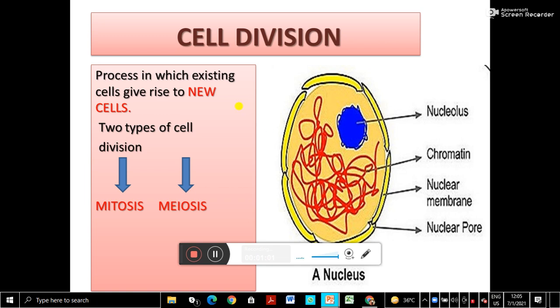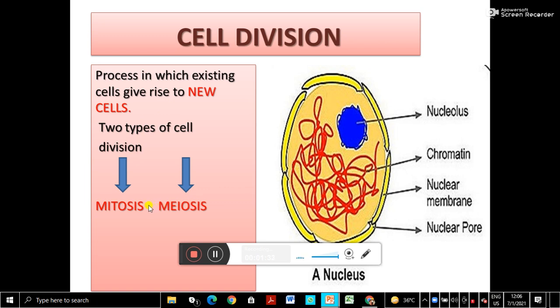So let us define cell division. It is the process in which the existing cells give rise to new cells. So new cells are formed by cell division. Then there are two types of cell division. One kind is meiosis and the second kind is mitosis. So the two kinds of cell division are mitosis and meiosis.